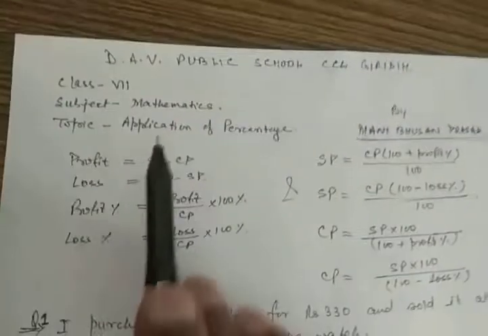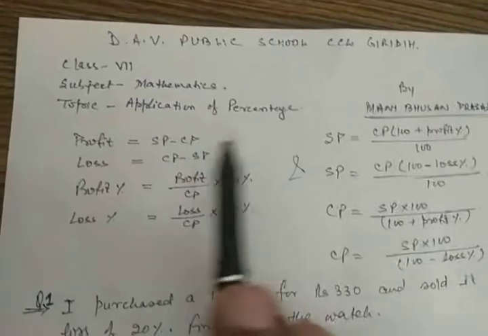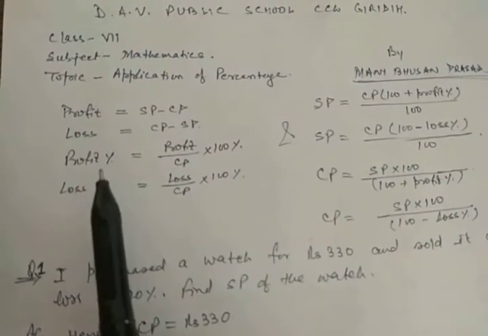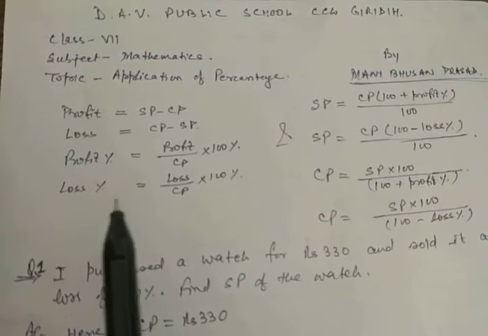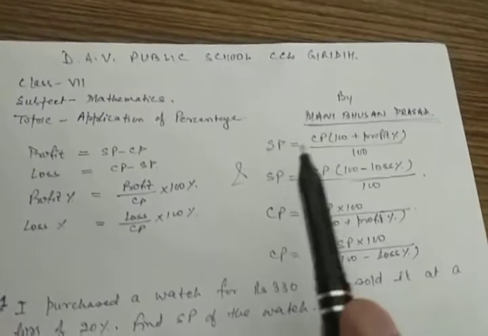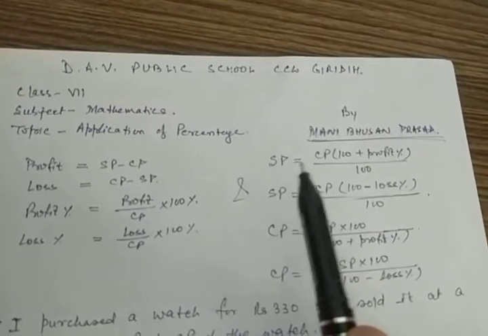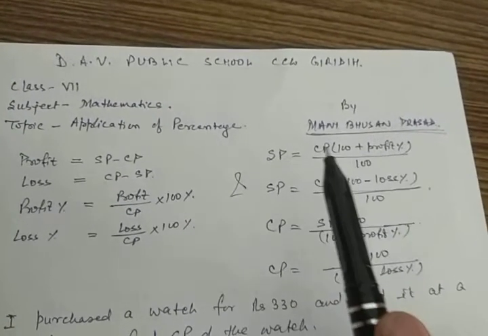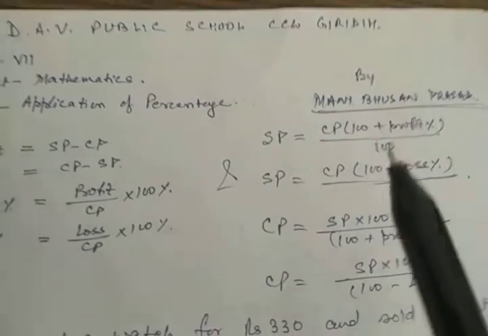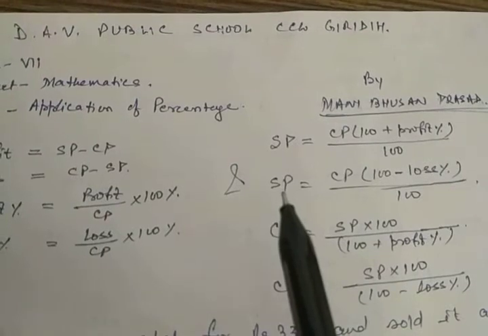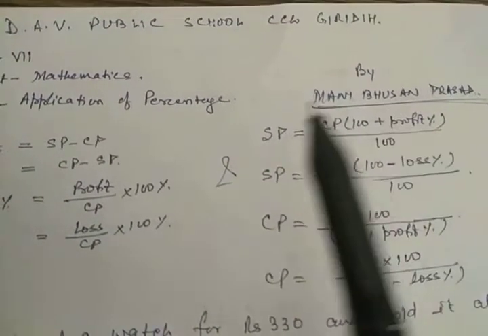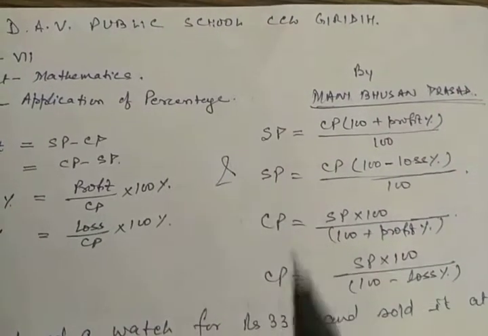Now just see, you know the formula for profit, SP minus CP, loss, CP minus SP, profit percent and loss percent. Is it clear? Now just see, here we mention some more formulas. SP is equal to, when profit percent is given, CP into 100 plus profit percent by 100, and SP is equal to CP into 100 minus loss percent by 100. If you know these two formulas, you can write for CP also.